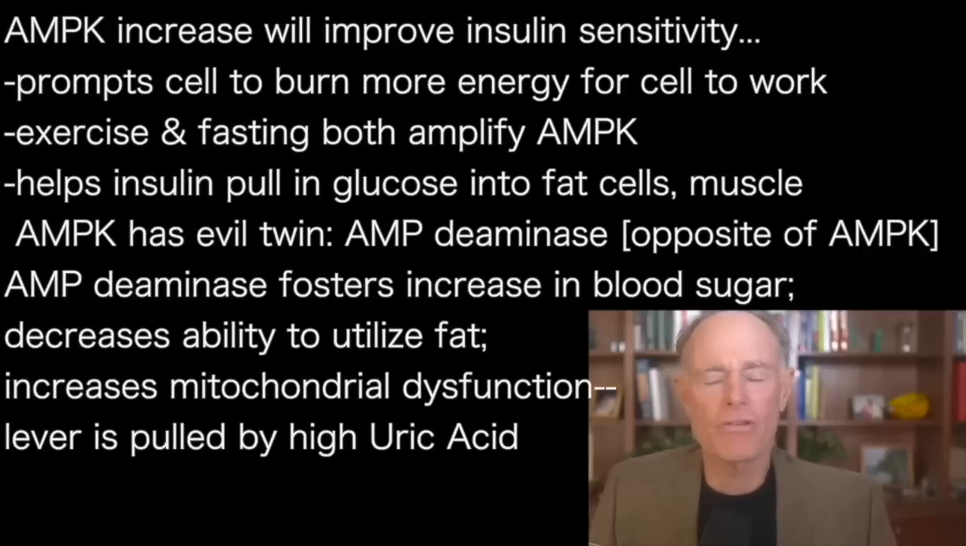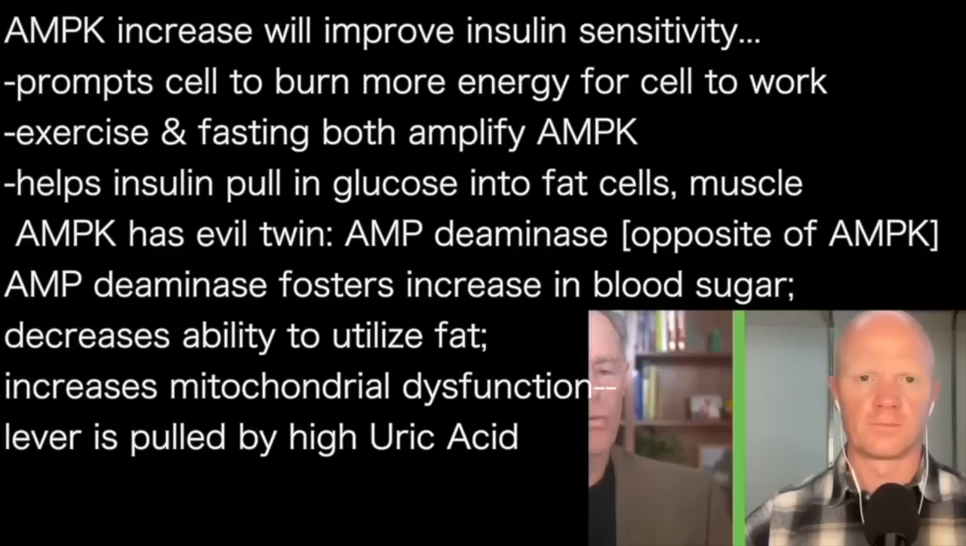And what AMP deaminase does is really pretty much the opposite of its twin, AMP kinase, and that is it fosters increasing blood sugar, increasing gluconeogenesis, the production of blood sugar, the lack of our ability to utilize fat, and even to some degree increases mitochondrial dysfunction so that we don't burn as much energy. And guess what? The lever is pulled by high elevation of uric acid. Uric acid is one of the arbiters of determining which way we go. AMP kinase on the good hand and AMP deaminase on the bad side.